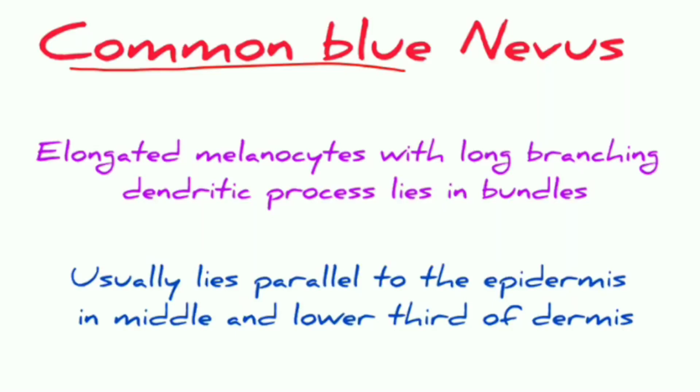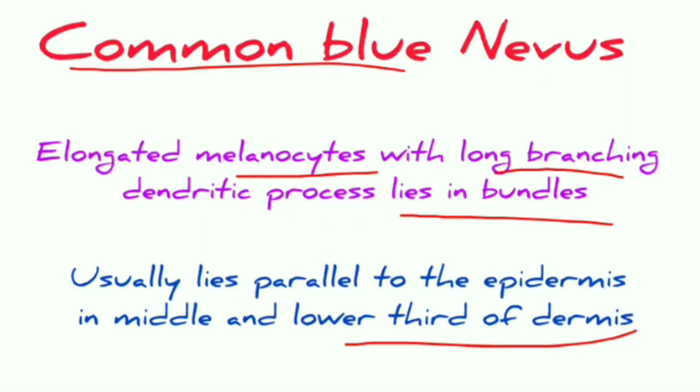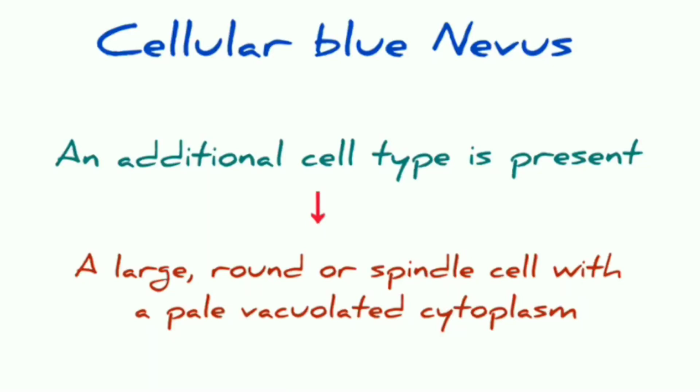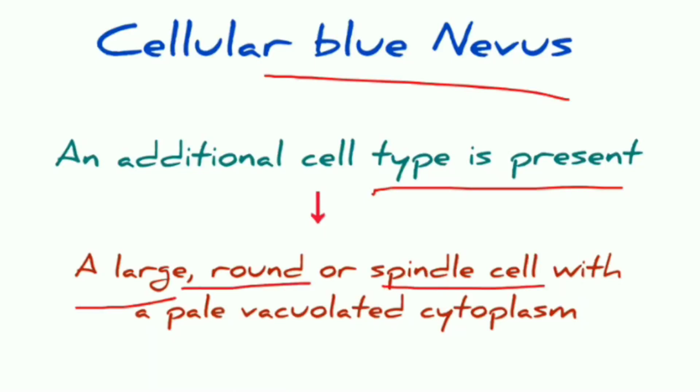In this common blue nevus, elongated melanocytes with long branching dendritic processes lying in bundles can be seen. Usually these melanocytes lie parallel to the epidermis in the middle and lower third of the dermis. So these are the common features of common blue nevus. Now let us see cellular blue nevus. In this case, an additional cell type is present. Additional cells are seen that are usually large, round and spindle in shape with pale vacuolated cytoplasm.